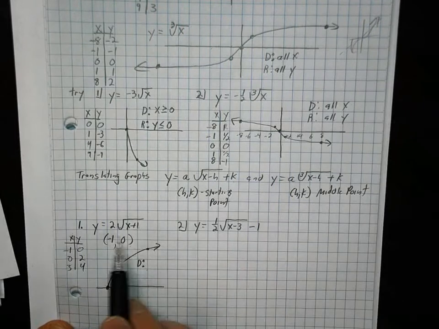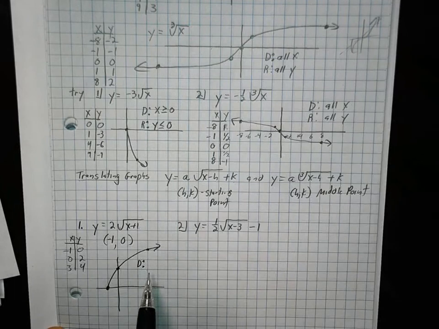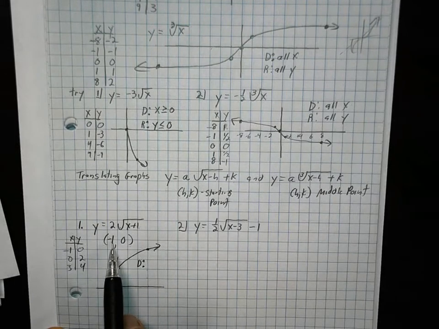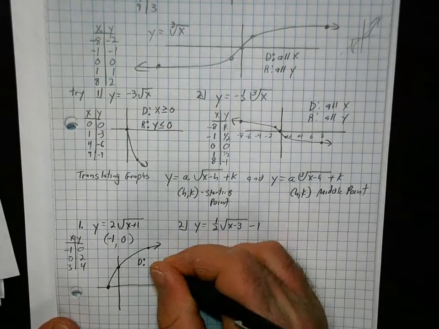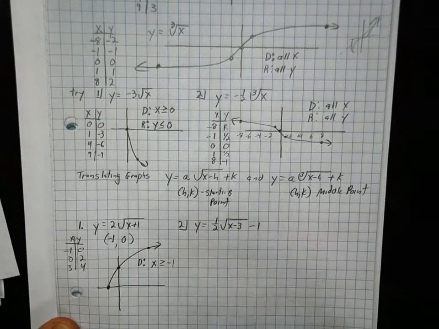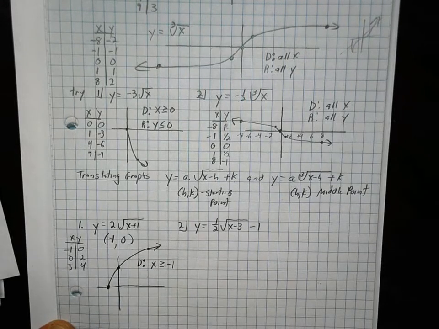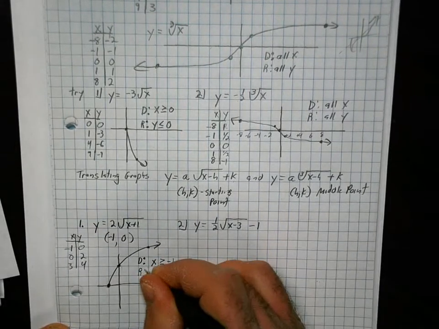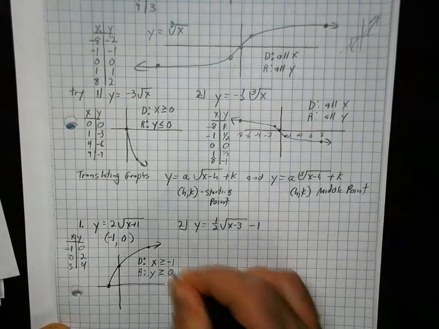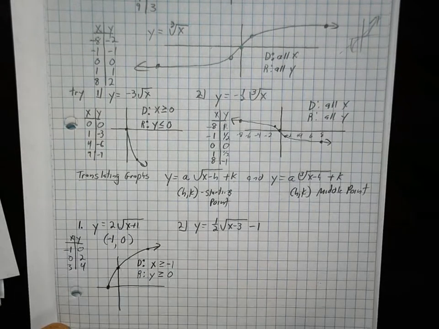Now the domain, now we got to be careful, because just because it's a square root doesn't always mean the domain is x values greater than or equal to 0. Because in this case it's not, because negative 1 works. I can plug negative 1 in here. So in this case the domain is x values greater than or equal to negative 1. Anything less than negative 1 is going to result in a negative under the square root. Okay, the other thing I can do is look on the x-axis, see where my graph starts. That would be my domain. My range is y is greater than or equal to 0 in this case, because my lowest y value is 0 and it increases from there.